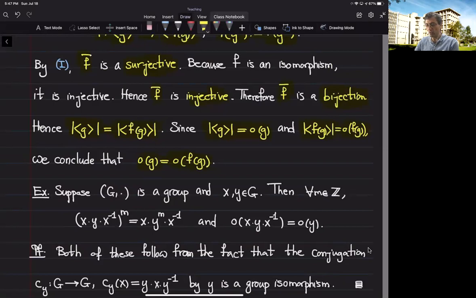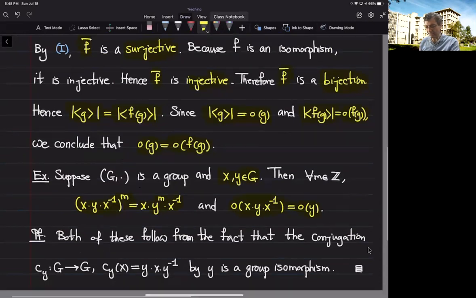We have already discussed that every conjugation is an isomorphism. So if I give you x inside G and conjugate every element of G by x, then when I conjugate y by x and raise this to some integer power, it's the same as conjugating y raised to that integer power by x. And the order of a conjugate does not change. It's the same as the order of y. Okay, let's again go through the details.